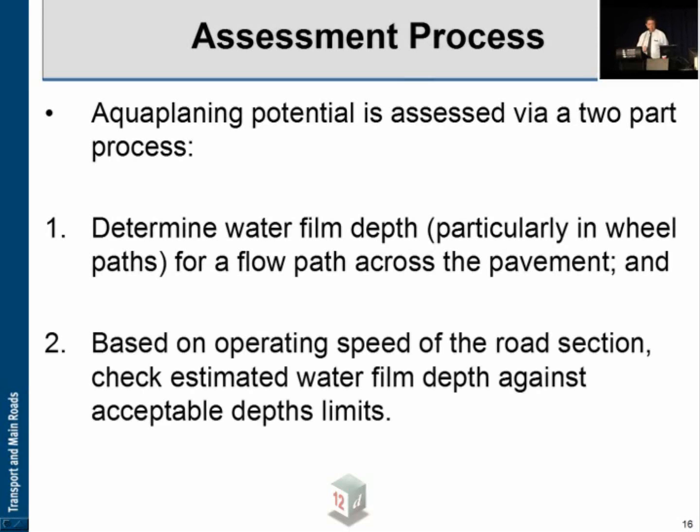We then check the operating speed of the road section to work out what vehicles will operate on, and that tells us what sort of film depths we're looking for. If it's unacceptable, then we need to adjust.